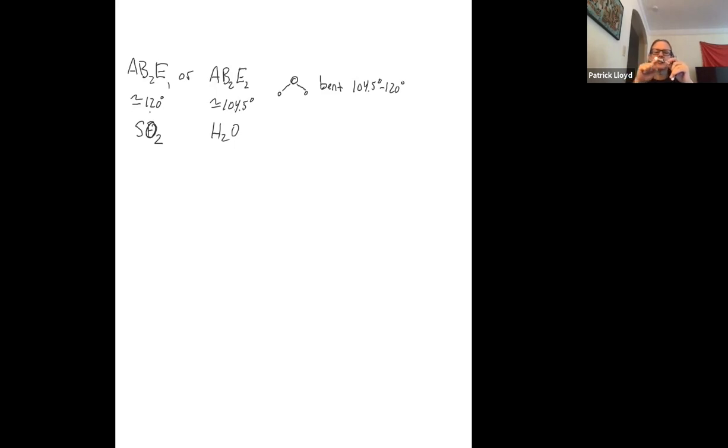So they're just moving away from each other as far as they can, so you get linear. But if you throw in a couple of lone pairs, they're going to cause it to be bent. They're going to push those hydrogen atoms with their bonds closer to each other, and you get that 104.5.